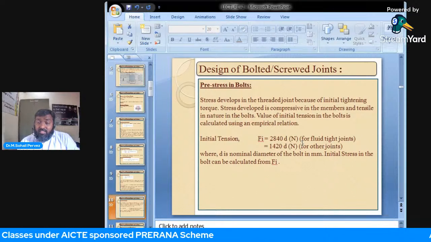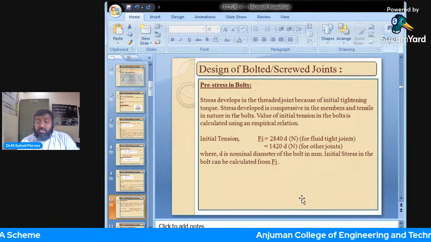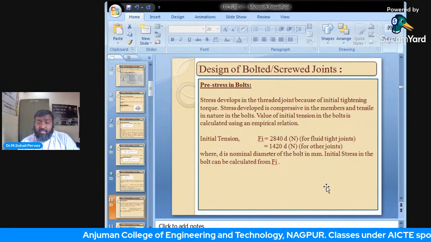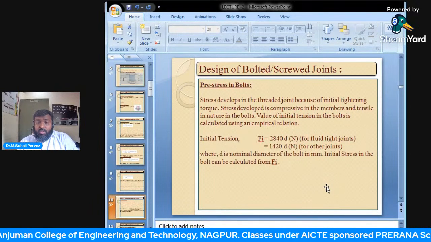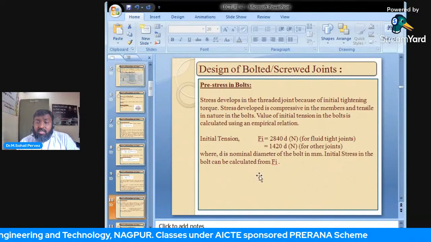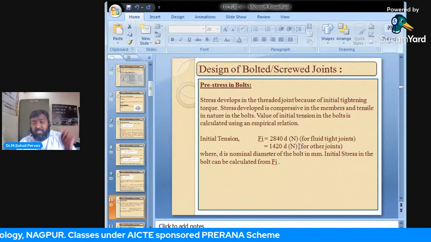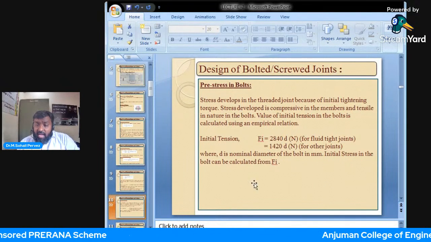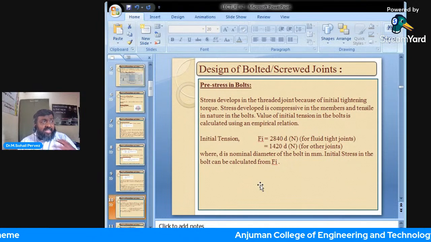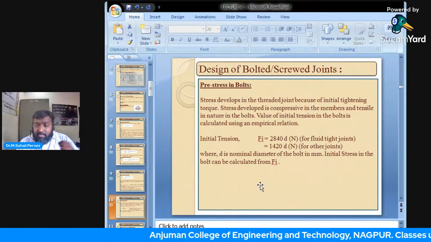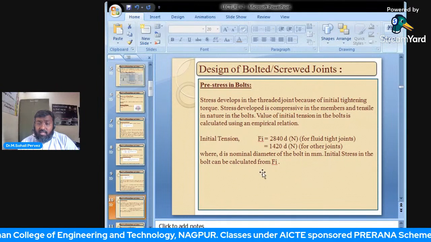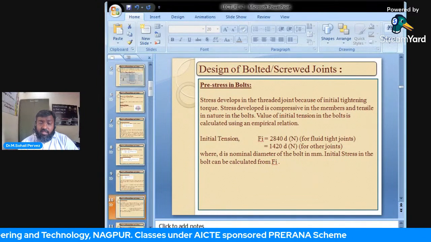So for fluid-tight joints, the initial stress or load will be 2840 Newton, obviously multiplied by the diameter, that is the nominal diameter, dO or d. This initial tension or initial load will always be considered, because it will be there prior to any load by the gases, by the fluid, by any other substance on the bolts. But initially it will have to sustain all this much load.